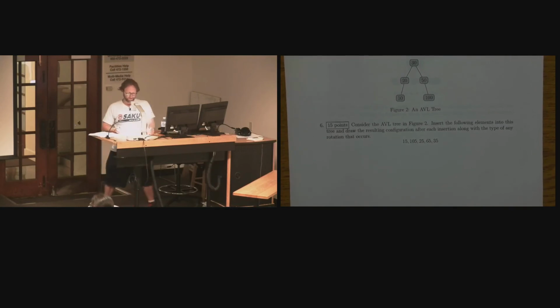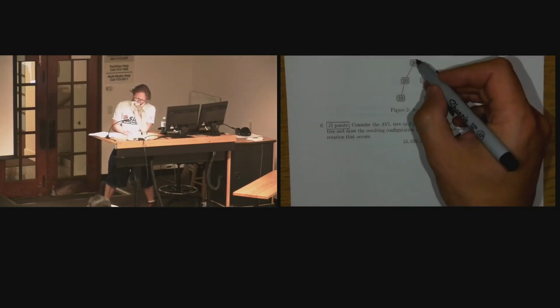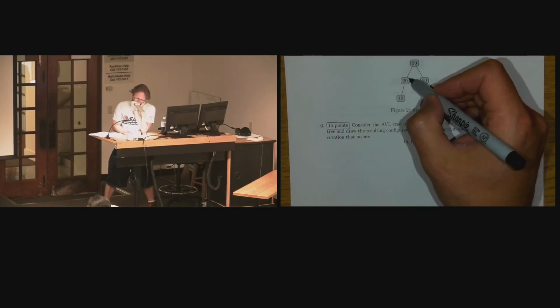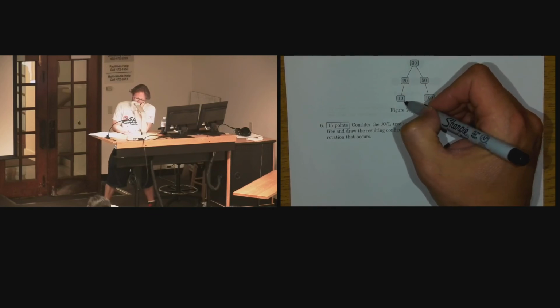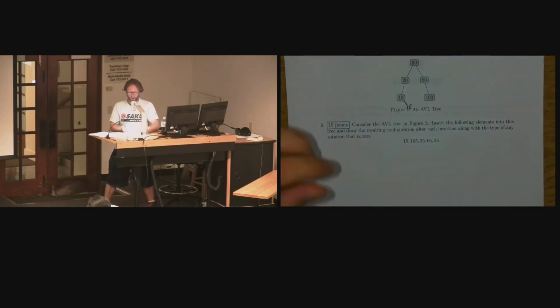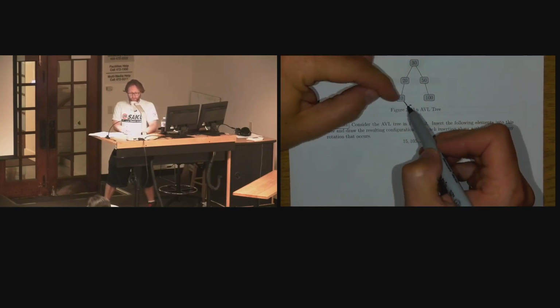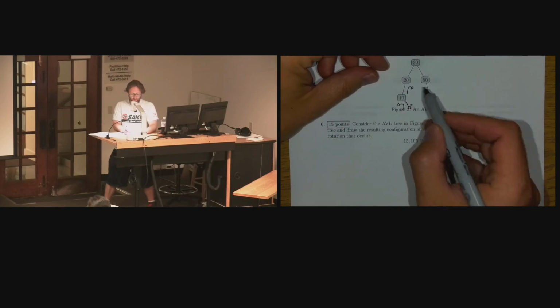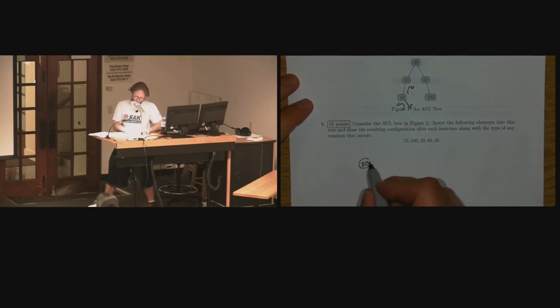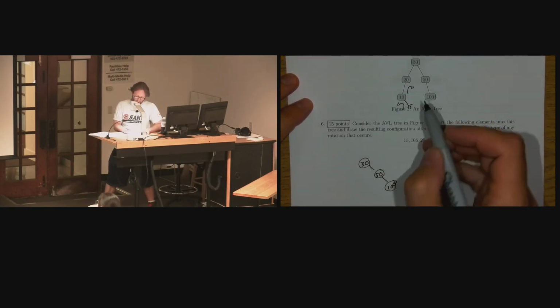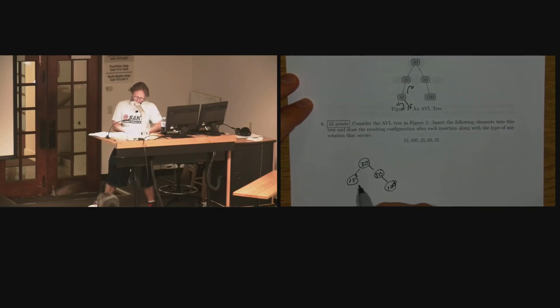More AVL trees. Consider the AVL tree in figure 2. Insert the elements into this tree and draw any resulting configurations after the insertion along with any type of rotation that occurs. Where will 15 get inserted? Less, less, less, greater. So 15. And so I've got an unbalance to the left, then to the right. So I'll do a right, left rotation. And what do I end up with? Left, right, so 15, then 10, then 20.